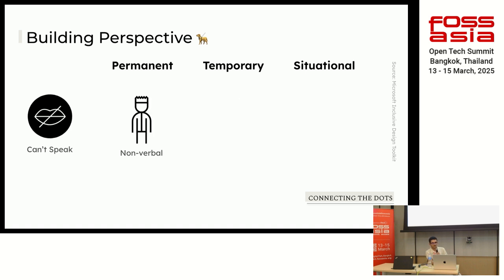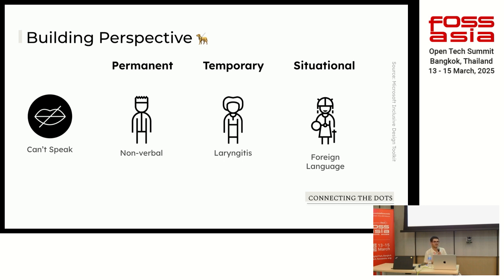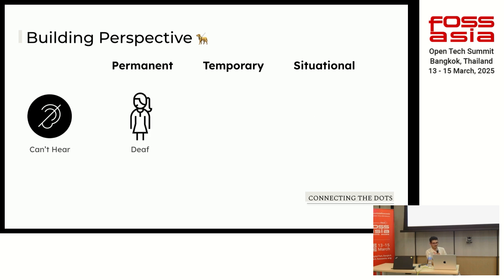Similarly, for someone who cannot speak, we often tend to think of someone who is non-verbal entirely. We often neglect someone with laryngitis or a throat infection, or someone who has a heavy accent or speaks a foreign language, for example. A similar concept can be extended to someone who cannot hear. We tend to ignore someone recovering from an ear infection, or someone in a very noisy environment, such as a bartender.